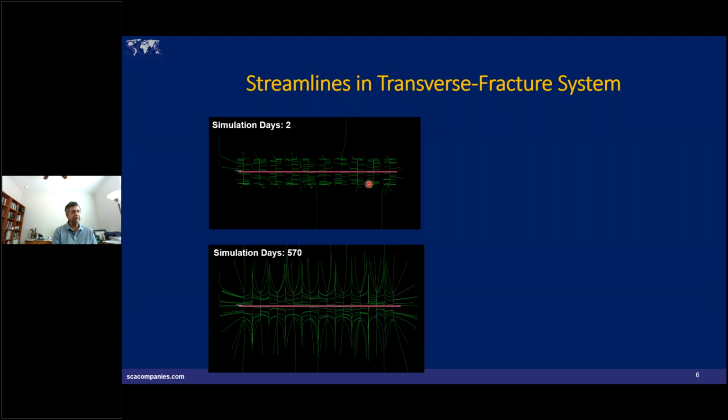So what we did is, we have a horizontal well, and these are the transverse fractures that we created at different stages. And so how does it play out? The streamlines play out. So at early time, the flow is occurring and feeding into the fracture. And then at late times, we're seeing the particular domain.